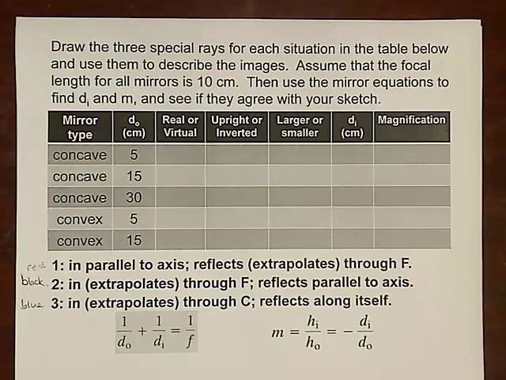So for all these problems, the focal length for the mirrors is 10 centimeters. 3 of the mirrors are concave and 2 are convex. And the object location, as shown in the second column, varies compared to the focal length. So let's walk through these.